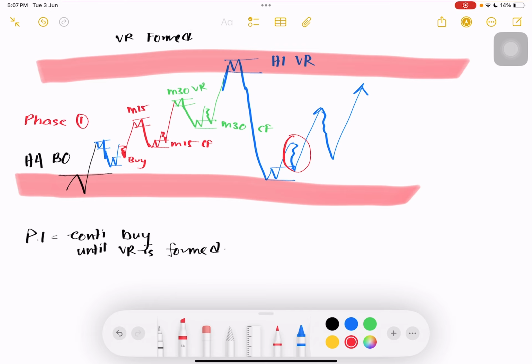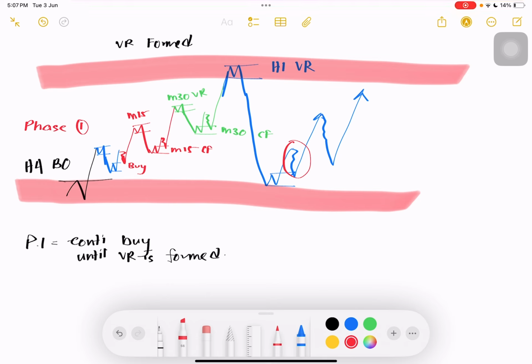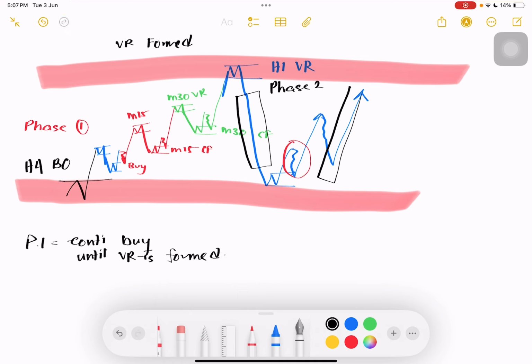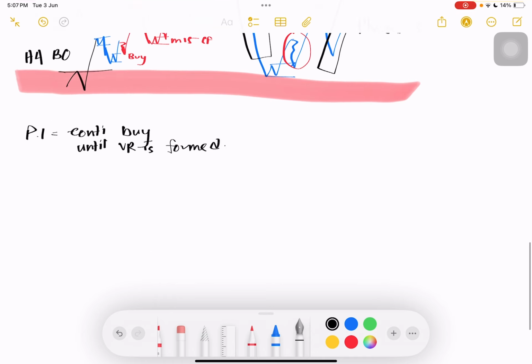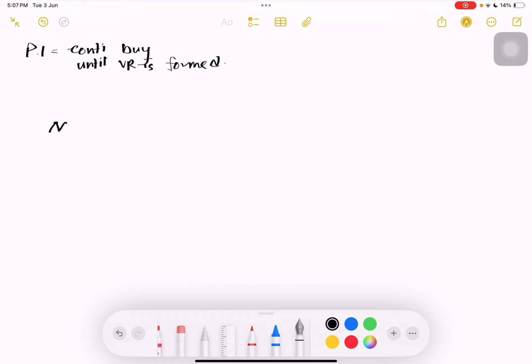Okay, phase 1. Before I go to phase 2 and phase 3: when price is going down, it is our phase 2. And when price is going up again after CF, this is phase 3. How to entry phase 2 and phase 3? Also the same as phase 1. But wait, I want to explain a bit about market cycle.